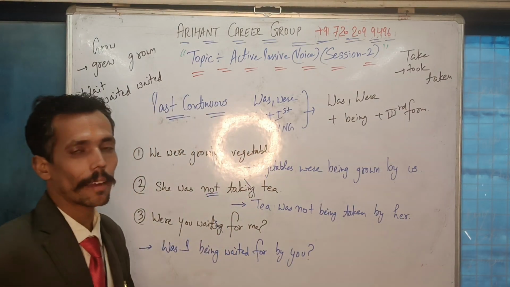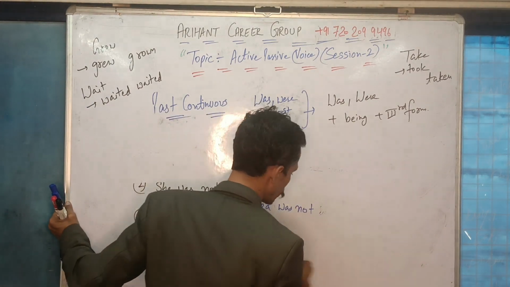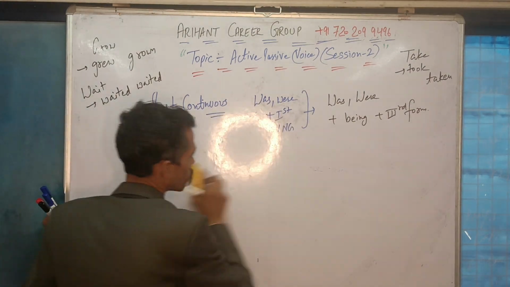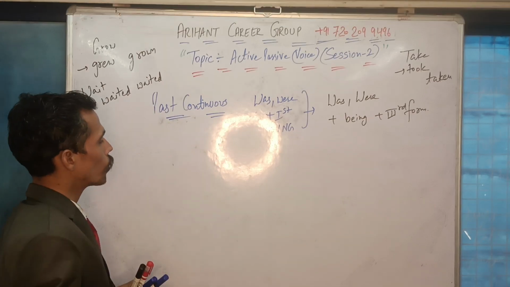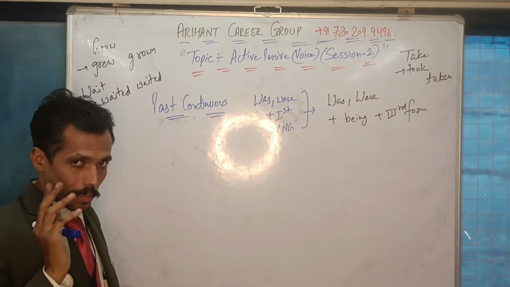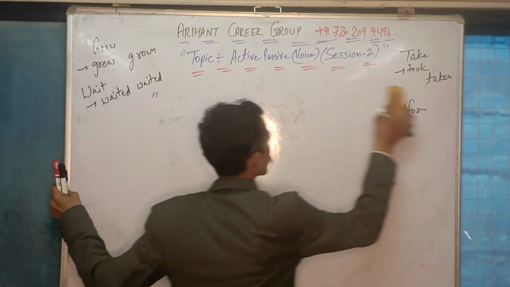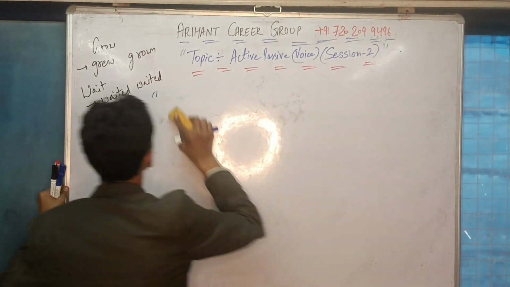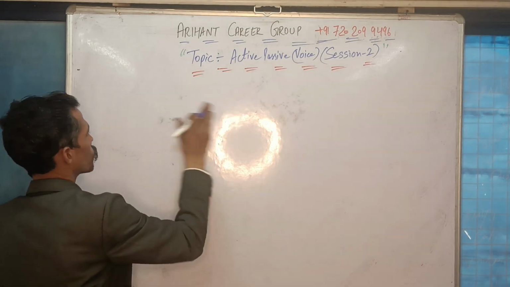Now let us have a discussion on the third rule. We are going to cover three rules in this session. This is session number 2. Now what will happen here? Earlier I discussed with you present continuous. Just now I discussed with you past continuous. Now I will be discussing with you future continuous.